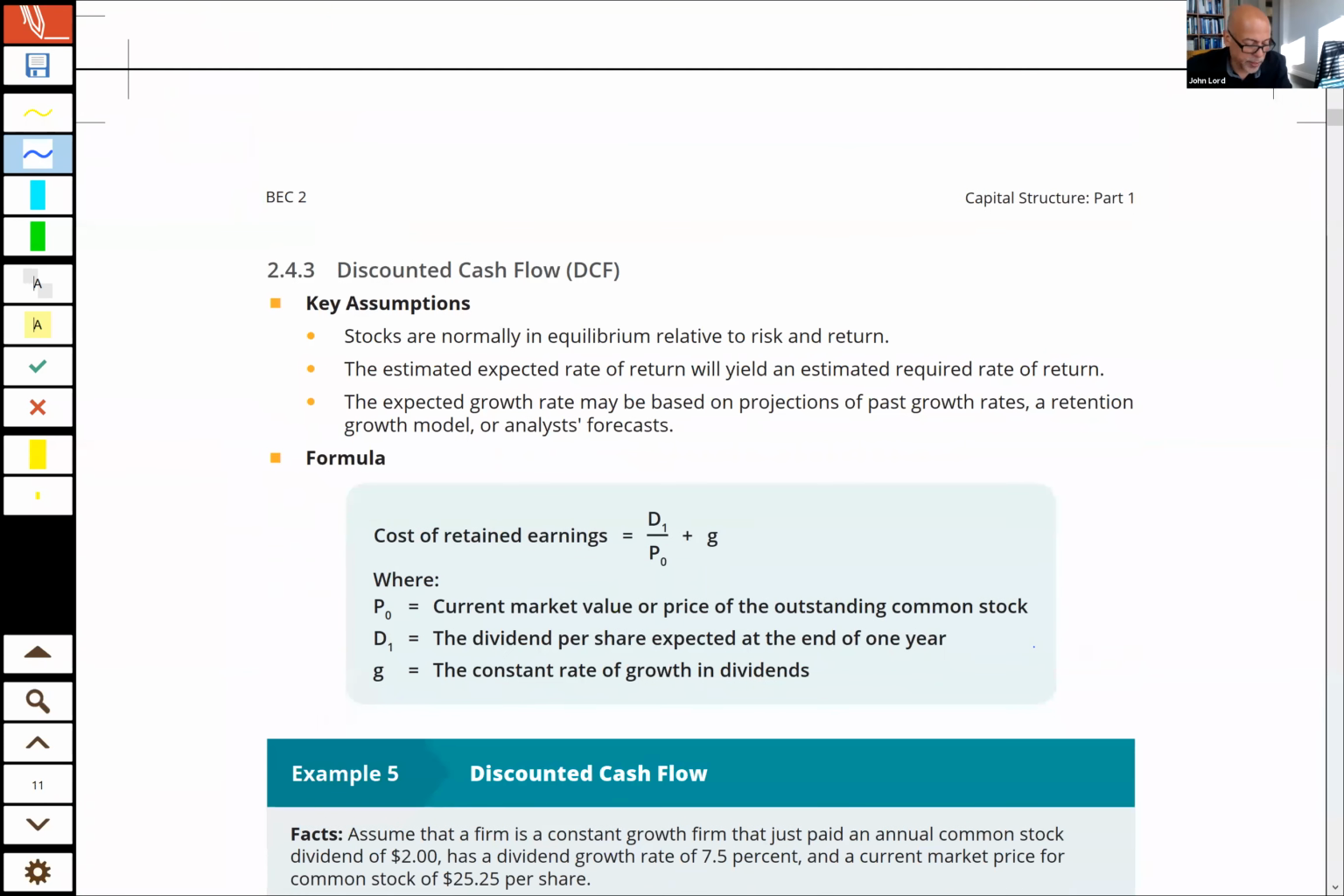Okay, good. Let's go ahead and take a look at the discounted cash flow model. Okay, right here. And let's look at the key assumptions for this one now. Stocks are normally in equilibrium relative to risk and return.